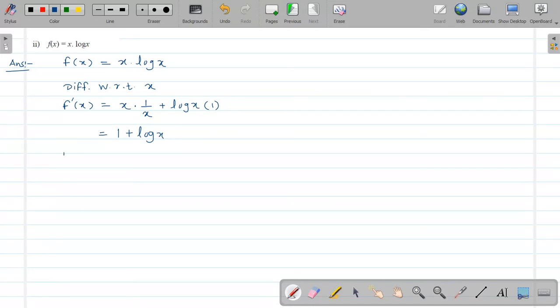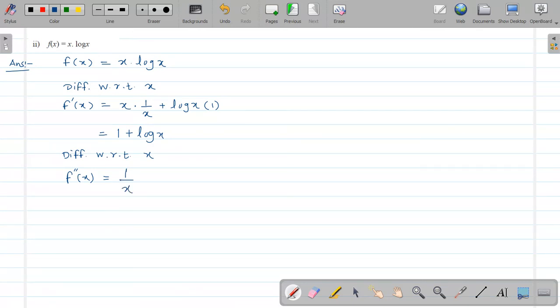Okay. Now take another derivative. So differentiate again with respect to x. Then you will get f double dash of x. Now you have to take the derivative of 1 plus log x. The derivative of 1 is 0, plus the derivative of log x is 1 upon x.